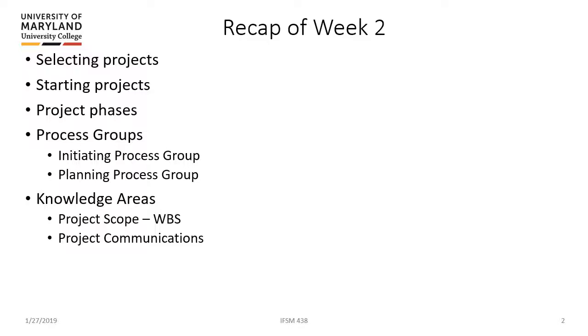Okay, let's take a look at what we did last week because it's going to frame what we're going to do this week. So last week we talked about selecting projects and how we go ahead and get them started. We focused on project phases, and then in that discussion we also looked at the process groups, specifically initiating and planning. We looked at those process groups and we looked at two knowledge areas, which was project scope and project communications. And the big thing we looked at under scope was building a work breakdown structure. So kind of keep that in the back of your mind because we're going to build on those concepts this week.